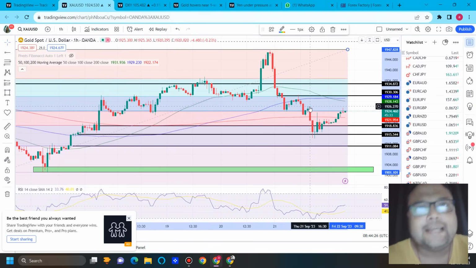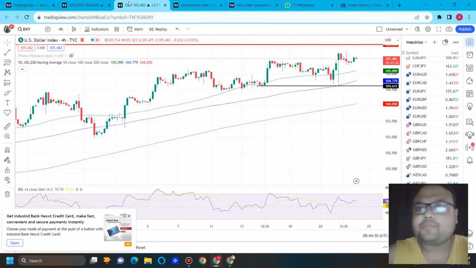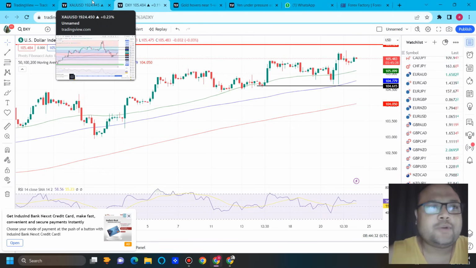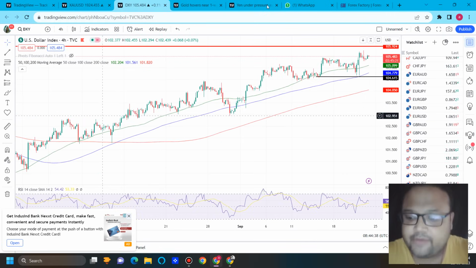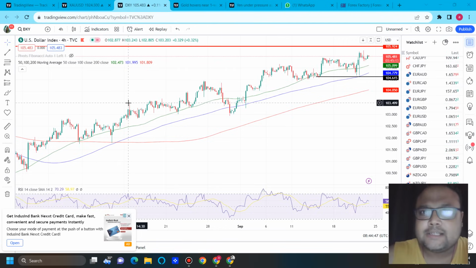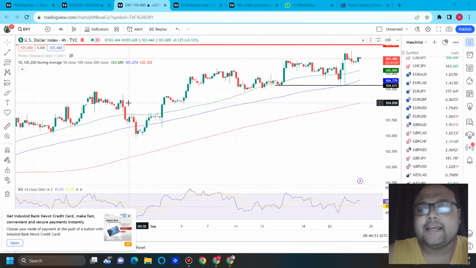Right now gold is standing at 1924. So let's look at the market. First of all, let's look at the chart of DXY, the US dollar index. As we all know, there is no doubt that DXY is in an uptrend. Both fundamentally and technically, DXY is in an uptrend. All the major fundamental factors are also helping DXY to go towards the upside.